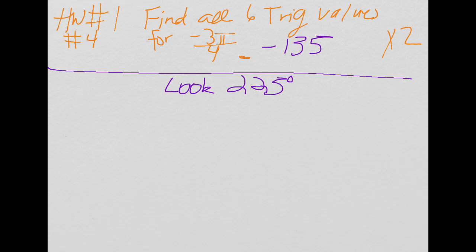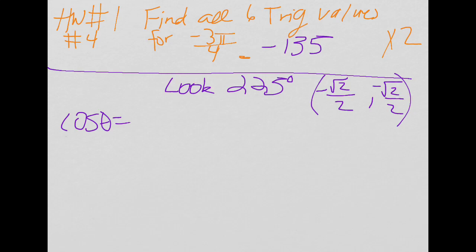Okay. So I need my ordered pair at 225. Does anybody remember what that one is? 225 is a 45, so it's root 2 over 2. It's negative root 2 over 2, negative root 2 over 2. Once you get the point, the x value is that one. That's your cosine. That's all there is to it.